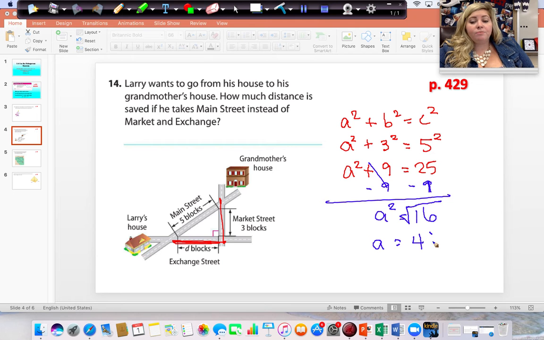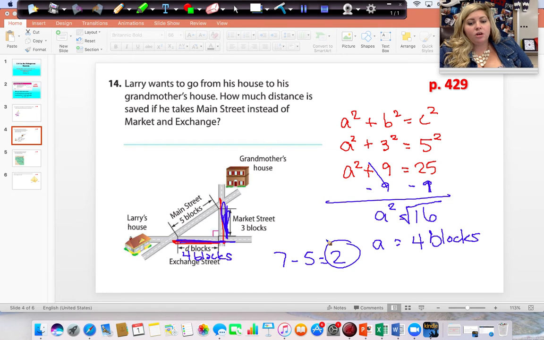So our answer, we're not done yet. Our answer to D is that it is 4 blocks. But it wants to know how much distance is saved, meaning we need to add up these two and then subtract the 5, and that'll tell us how much is saved. So the 3 plus 4 gives us 7, and 7 minus 5 gives us 2. So we will save 2 blocks by going straight on Main Street than we would by going on Exchange Street and then to Market Street.